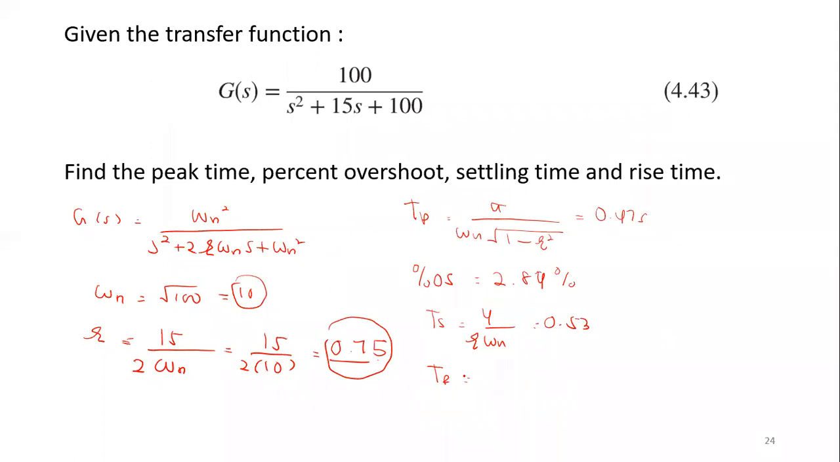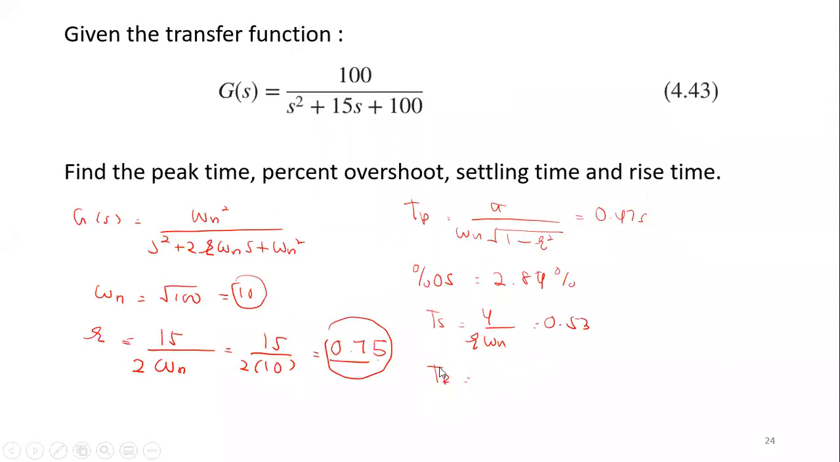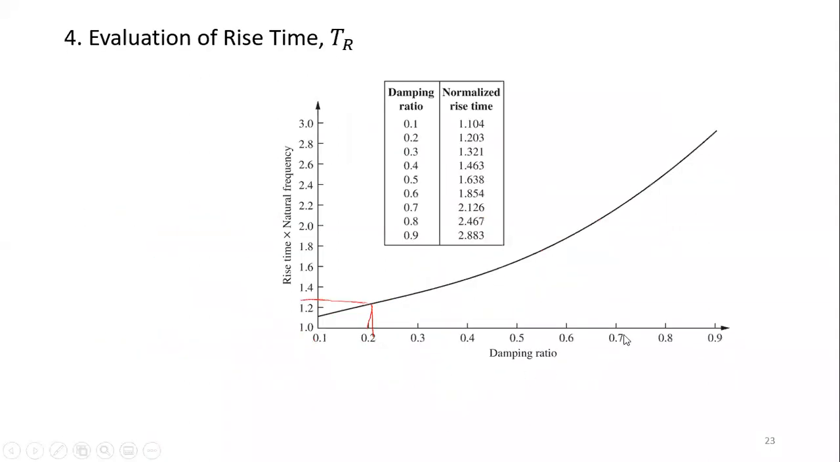And the rise time. What is the rise time? You know that your damping ratio just now is 0.75. So somewhere around here, 0.75. You're going to expect it to be between 1.26 and 2.46.